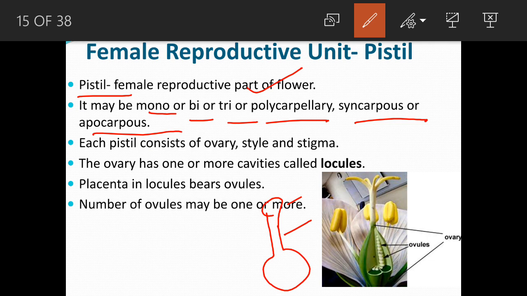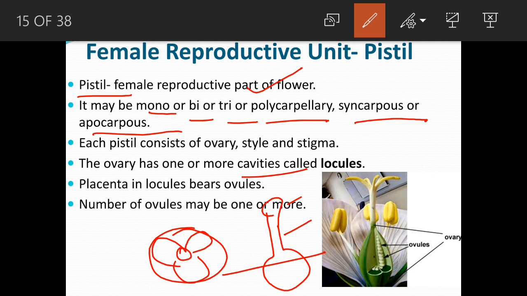Ovary has 1 or more cavities called locules. If we see the cross section, we will see the placenta and the locules, here a single locule. On the placenta in a locule are the ovules. The number of ovules may be 1 or more.